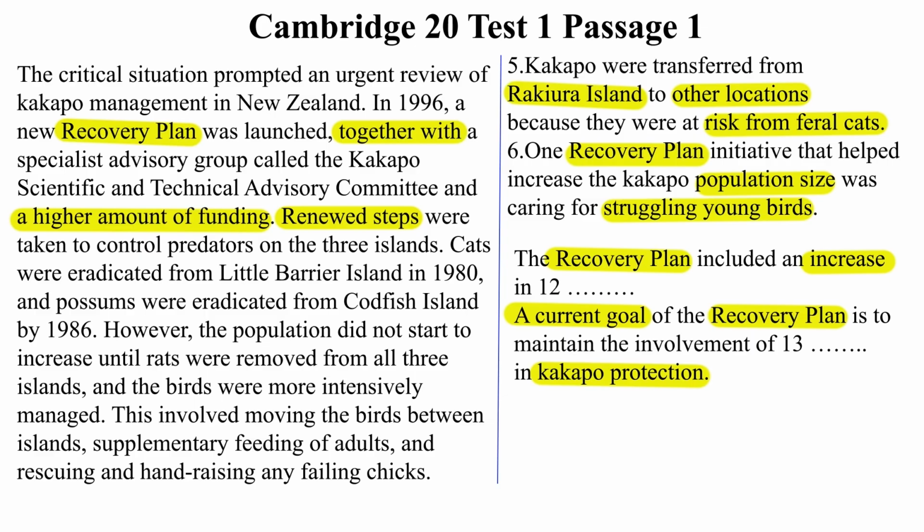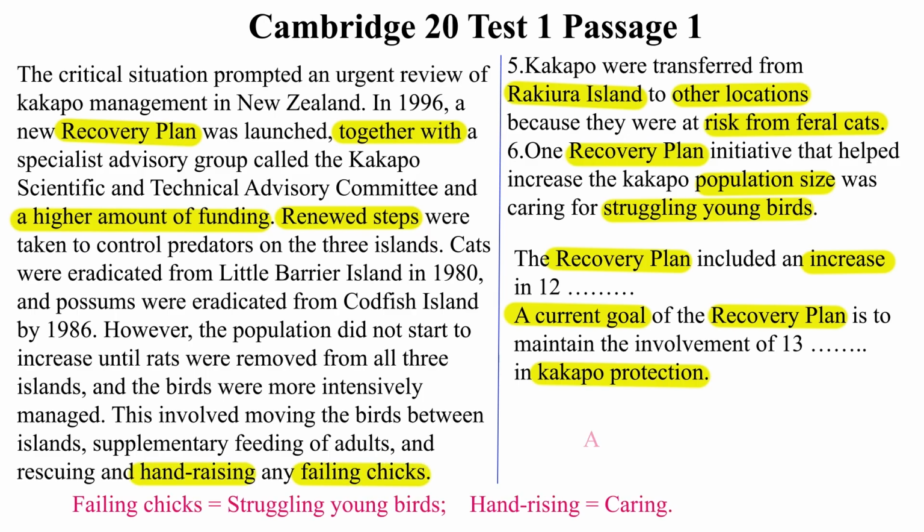So now search for caring for struggling young birds. This involves moving the birds between islands, supplementary feeding of adults, and rescuing and hand raising any failing chicks. Here, failing chicks means young birds and hand raising means caring. So for question number 6 the answer is true. So now focus on question number 13, current goal.